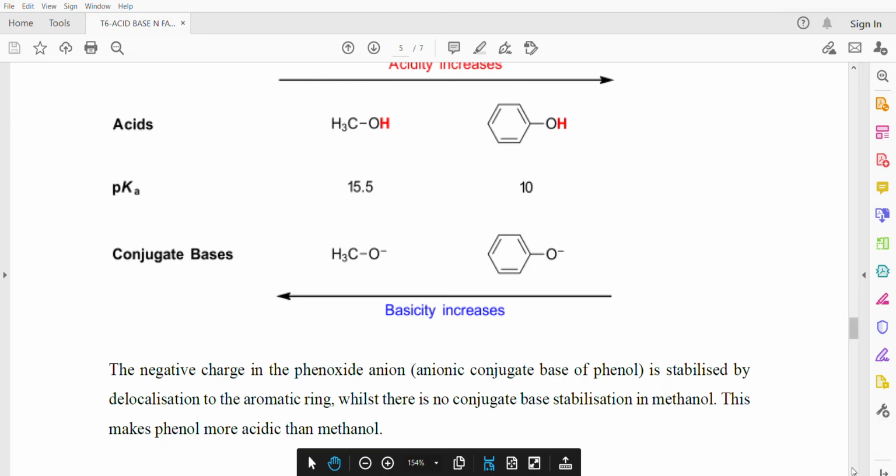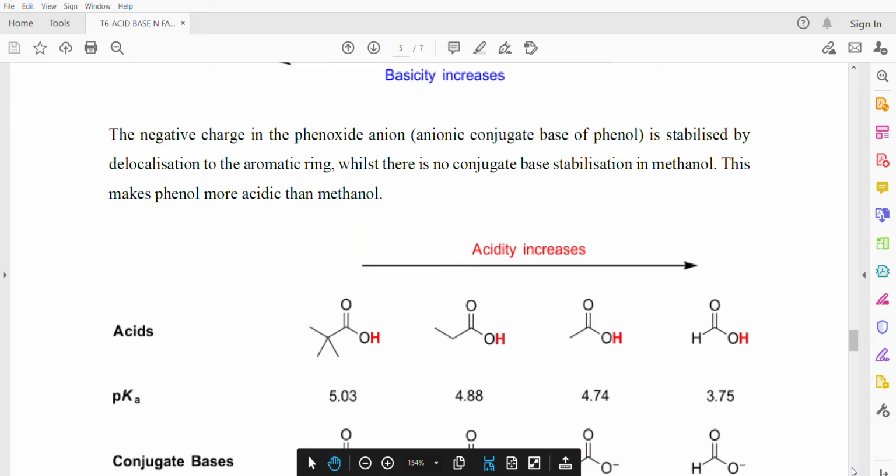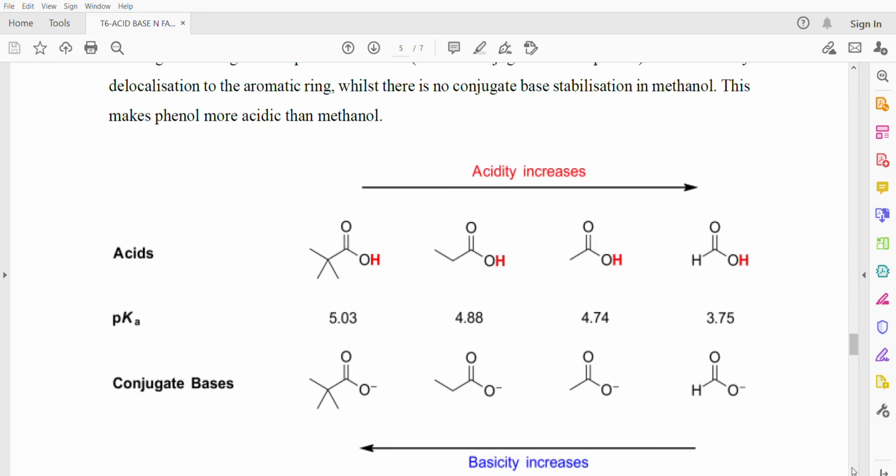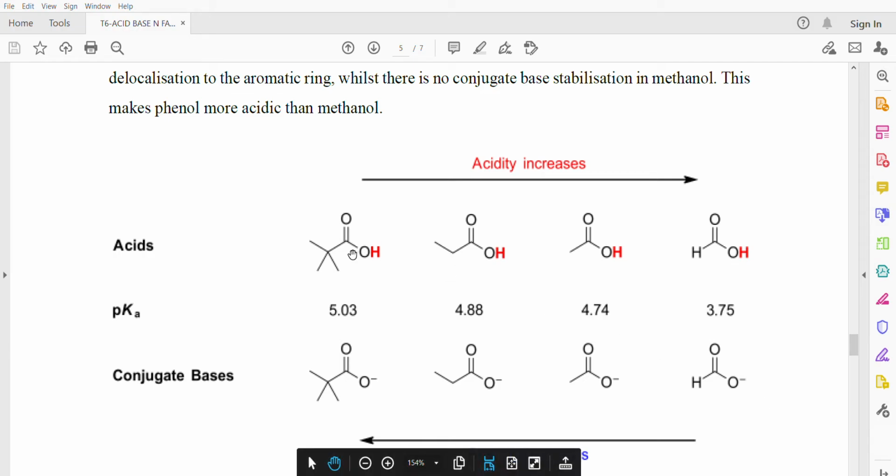So now if we see, this is a branched acid, this is simple linear acetic acid, propanoic acid, ethanoic acid, and formic acid. In formic acid, hydrogen is present.